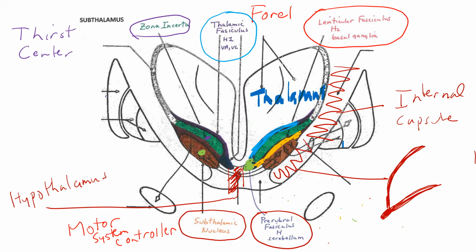So, as we look at this area, we're going to see that the subthalamus is made up of two groups of cell bodies: the subthalamic nucleus for motor system control and the zona incerta for thirst. And then we're going to have three areas of axons: a connection to the basal ganglia, a connection to the cerebellum, and then a connection to the thalamus.